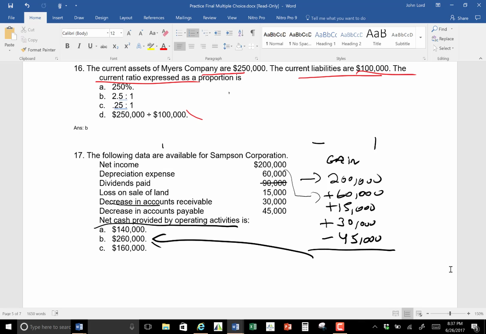Now I'm explaining that change in cash for the period, right? Right.